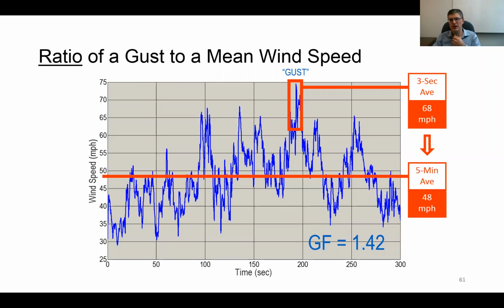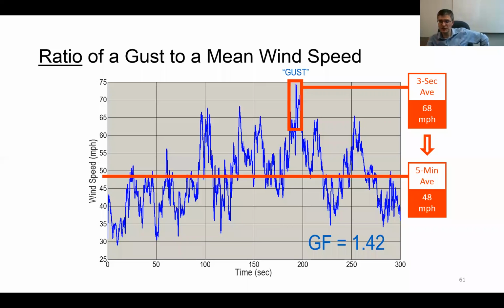Again, a wind speed trace. If we did a moving average at 3 seconds and pulled out the largest 3-second gust that we measured over this time frame, let's say it's 68 miles per hour. The complete duration of this record is the capital T, that would be 5 minutes. So little t is 3 seconds, big T is 5 minutes, and the gust factor sample I have would be the ratio of those two numbers, or 1.42. That would give us a single sample of the gust factor.